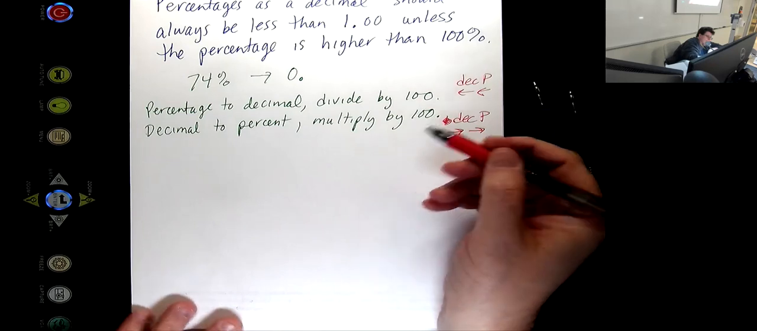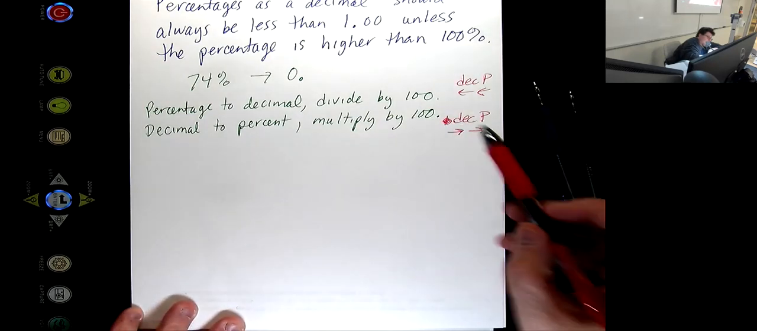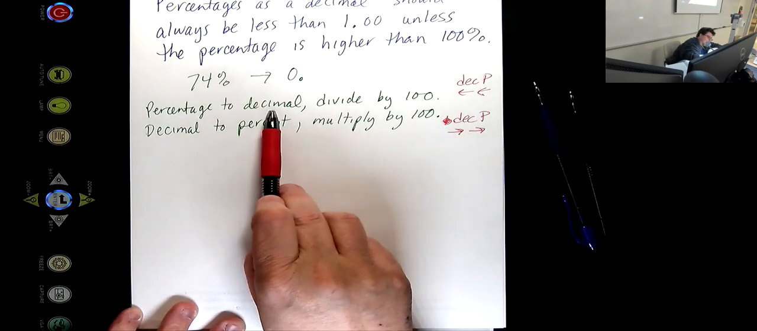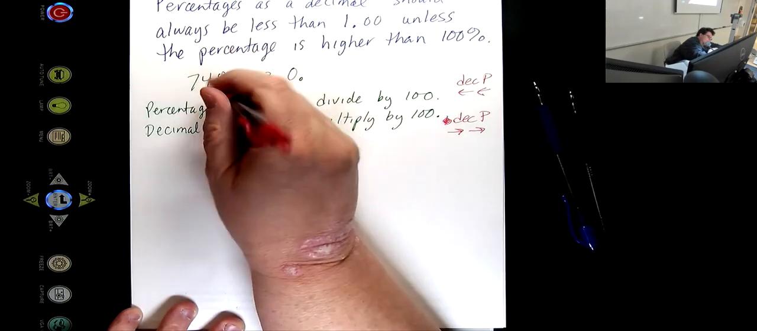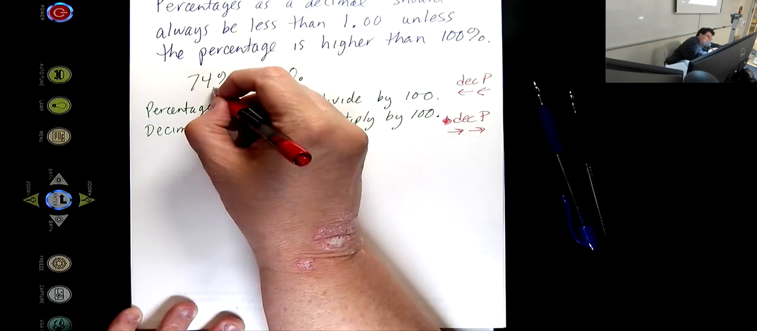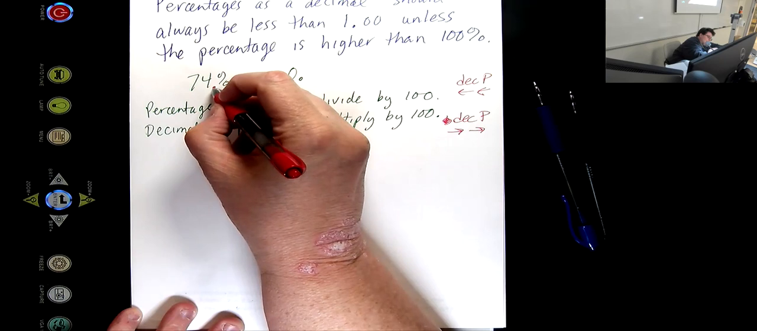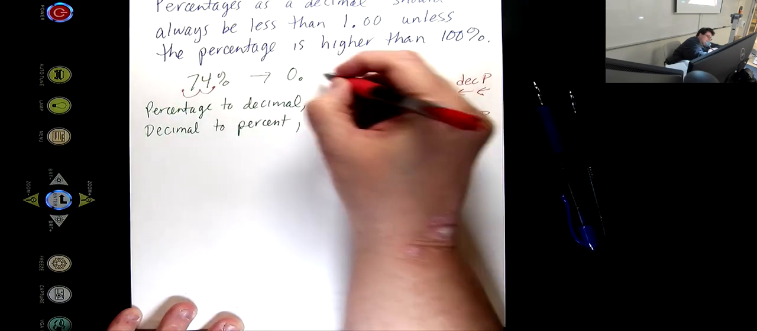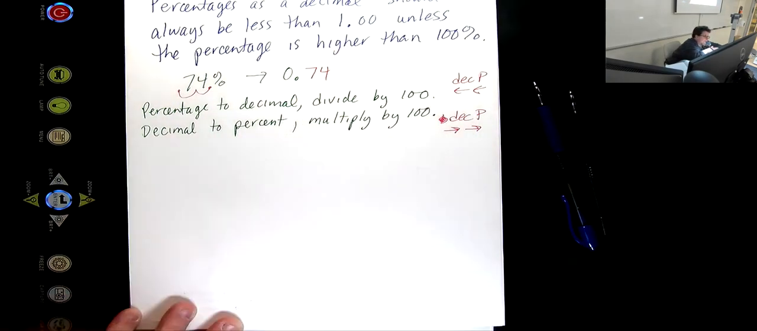So the 74%, I'm going from percent to decimal, I'm dividing by 100, or I'm going to move the decimal point left 2 times. If I don't see a decimal, I put it at the end of the numbers and I move it left 2 times, and I get 0.74.